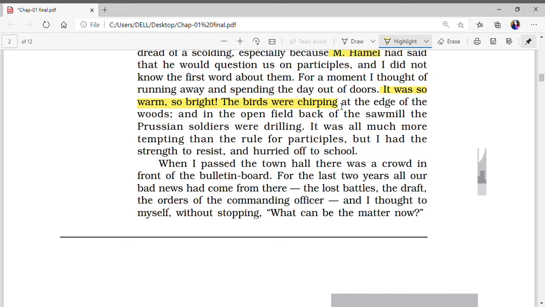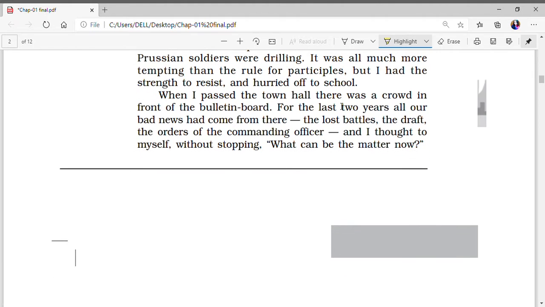"But I had the strength to resist and hurried off to school." He had the strength to resist his desire to spend his day out of doors and bunk the classroom. Of course, he might be a nice child, and that's why he didn't do it, and he hurried off to school. "When I passed the town hall, there was a crowd in front of the bulletin board." This bulletin board also holds a symbolic significance that you'll know later in this chapter. So when he passed the town hall, there was a crowd gathered in front of it.